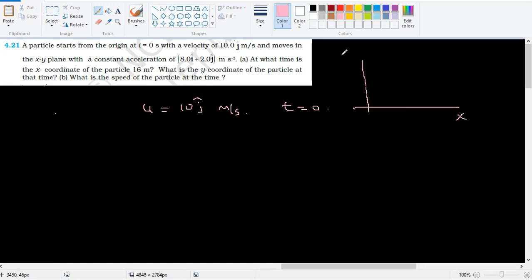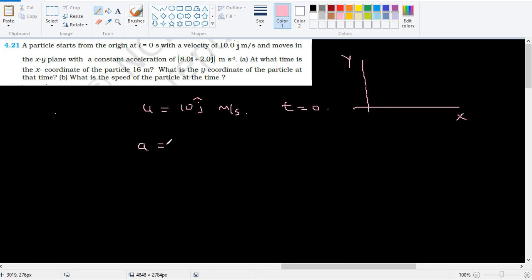A particle starts from the origin at time t is equal to 0 with the velocity of 10 j meter per second, and moves in the xy plane. So initial velocity is given. So initial velocity u is equal to 10 j meter per second at time t is equal to 0. Moves in the xy plane. So that means this is x, this is y, something like your 2-dimension with a constant acceleration.